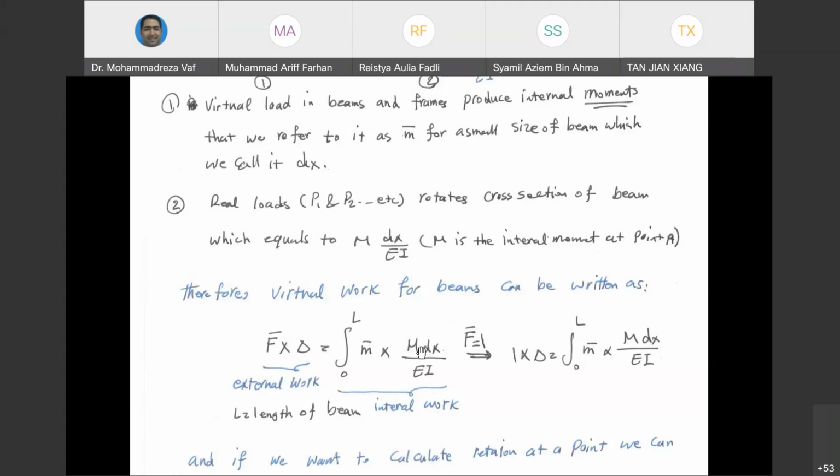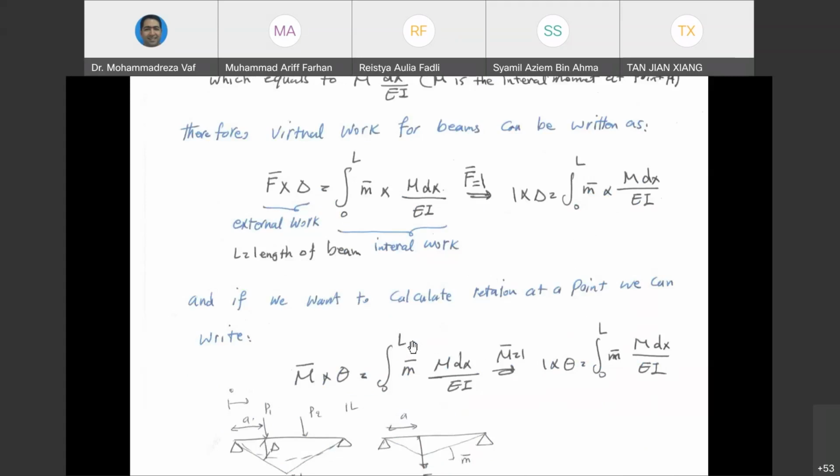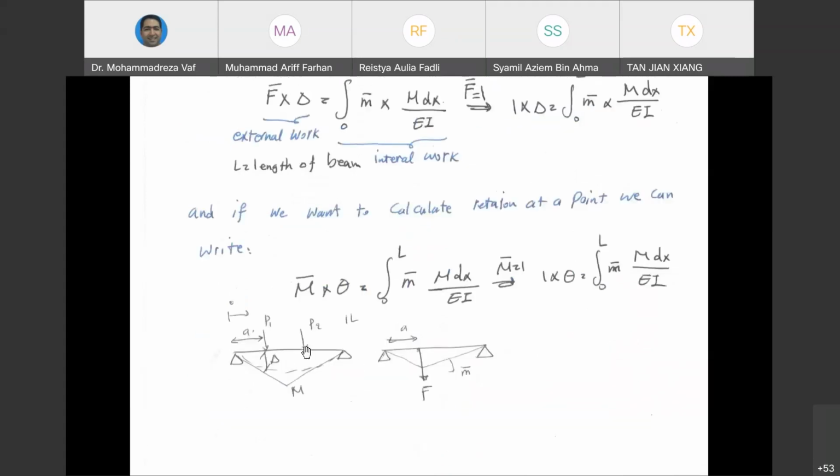So for beams, what you need to do is basically, if you have a structure like this under the external forces of P1 and P2, and if you are interested in calculating the delta, let's say under P1, you need to analyze your structure under the external forces and get the M.